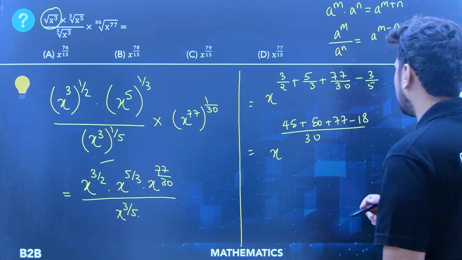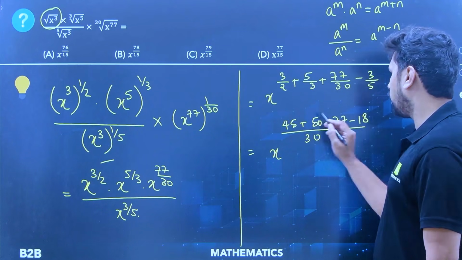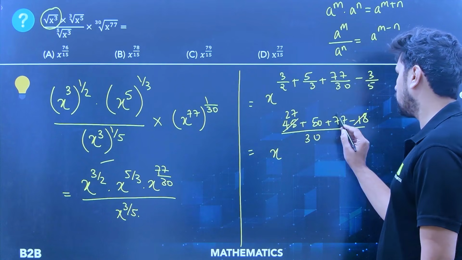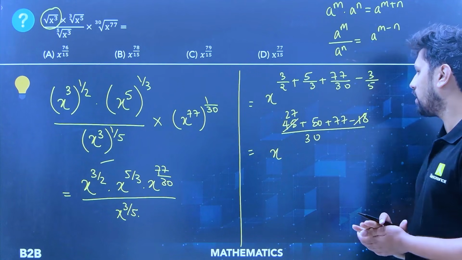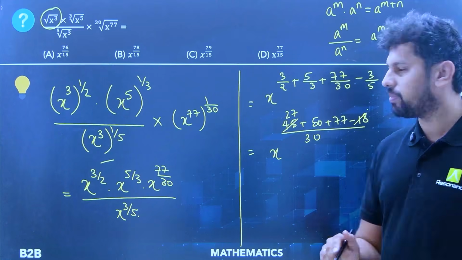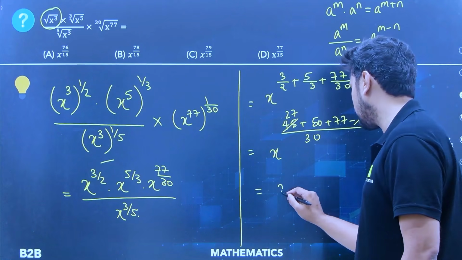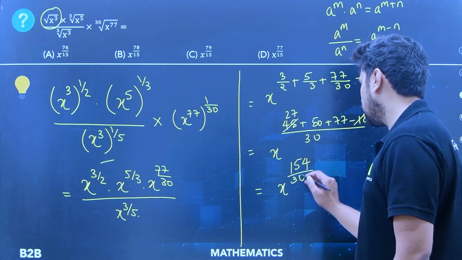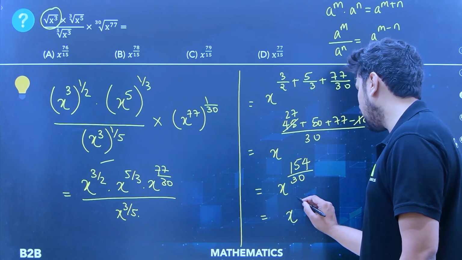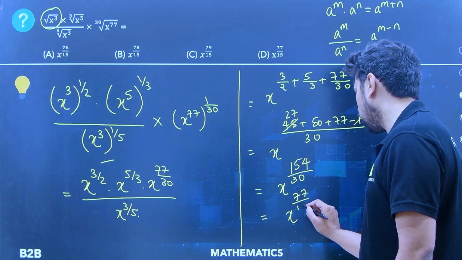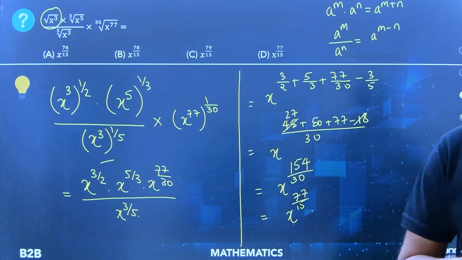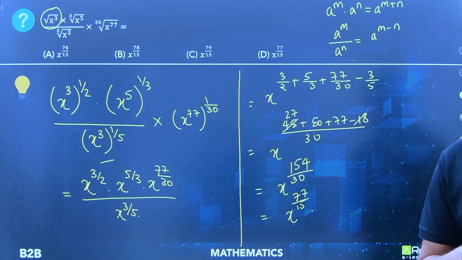Okay, let's add it. So 18 and 45 gone. So this will be equal to 27. 27 plus 77, 104. So it will be 154 by 30. These are getting cancelled by 2. So 77 upon 15. So our answer will be x to the power 77 upon 15. Option D. Very good, Naman.